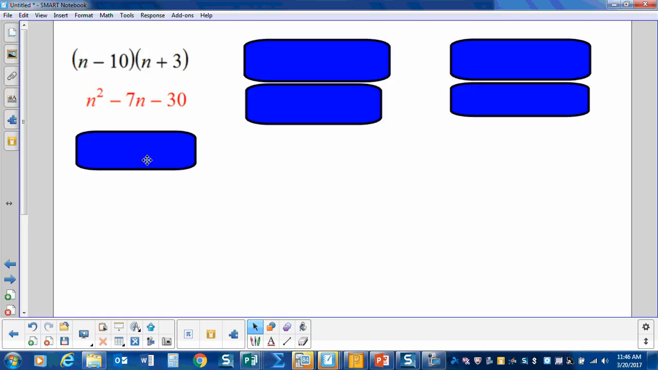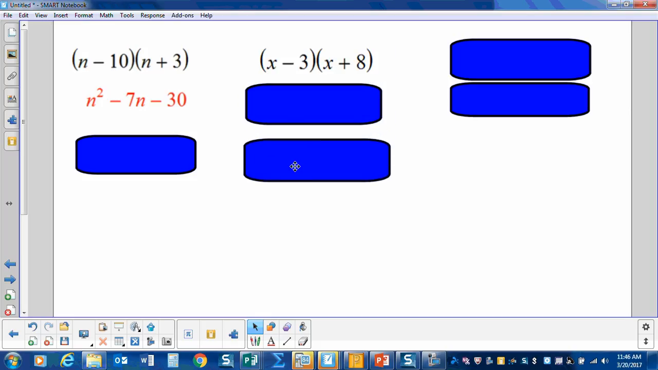When I FOIL those, I end up with the trinomial n squared minus 7n minus 30. And if I look closely here, I have the numbers negative 10 and 3. If I add those together, I get negative 7. And if I multiply those, I get a negative 30. So I'm adding these two numbers to get the middle term and multiplying them to get the last term.